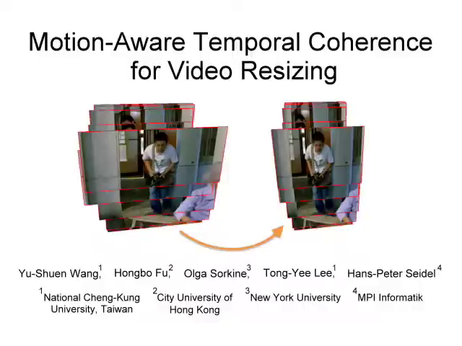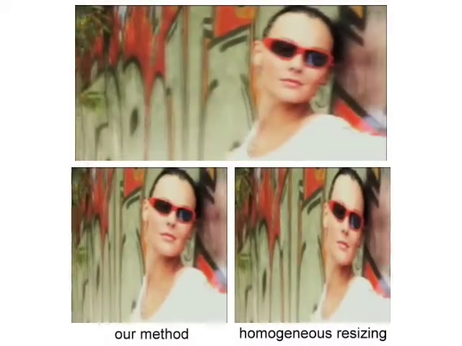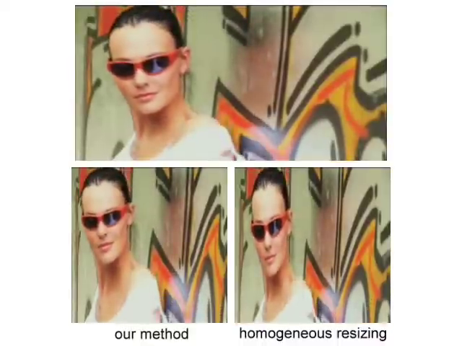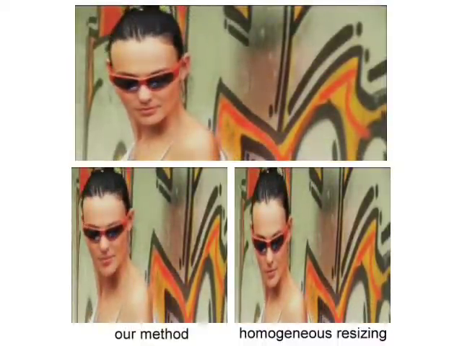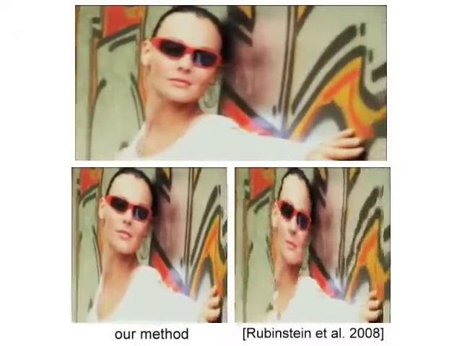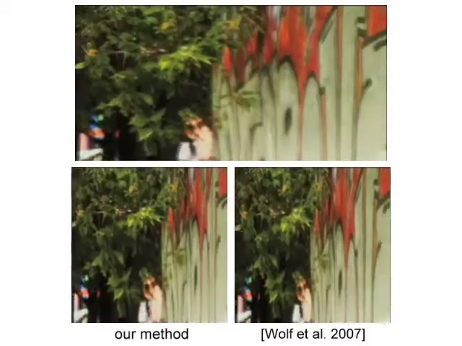This work addresses the problem of temporal coherence for content-aware video resizing. Our new resizing framework faithfully preserves visually important content in a temporally coherent manner. Temporal coherence in video retargeting becomes challenging when the input videos involve camera and object motion. Previous solutions completely ignore such motion influence, easily causing flickering or waving artifacts.